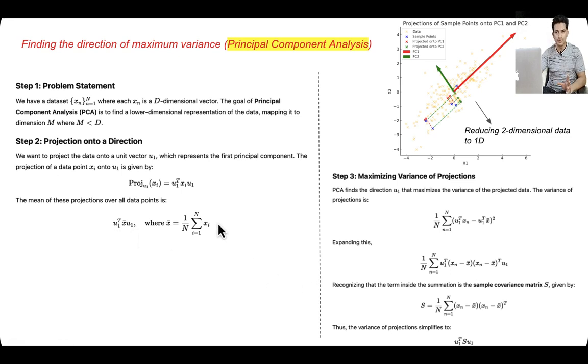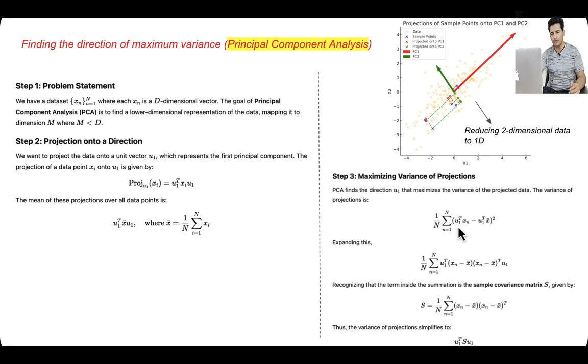Now what we want to do is find the unit vector which can maximize the variance, and the formula of variance is each data point minus its mean, whole square, across all the data points. So variance is nothing but how each data point differs from the mean. We take the square of it and average across all data points. So this is the formula for variance.